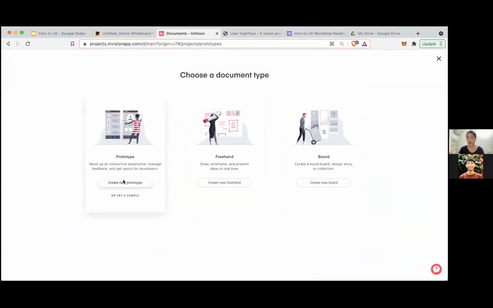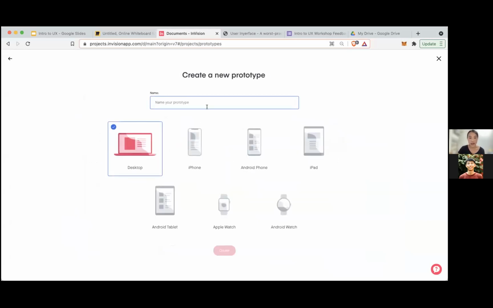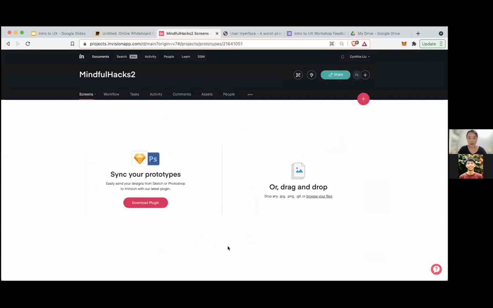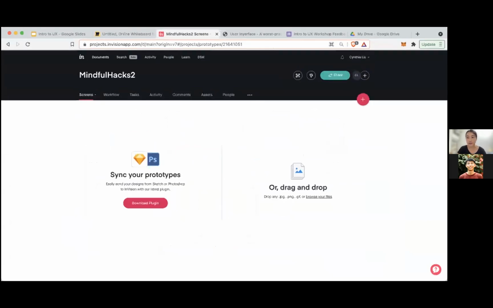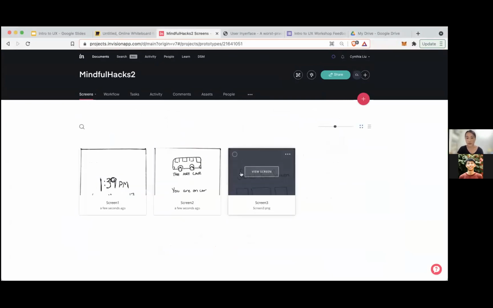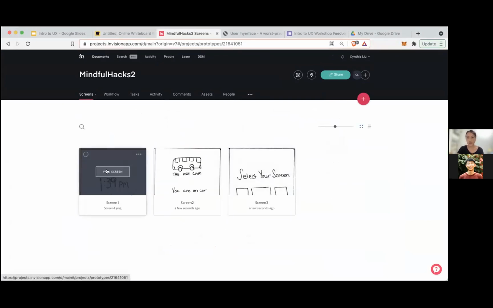In this case, you should already have all your app screens exported into JPEG or PNG, or I think it also supports GIF. So you want to create a new prototype and type in your name. Let's say MindfulHacks. Oh, okay, MindfulHacks 2. Then I am going to drag and drop the files or pictures that I have into the tool. And then I'm going to go into each screen.